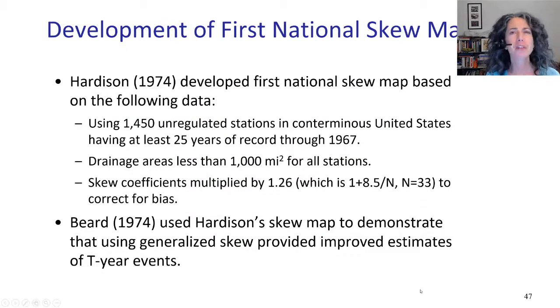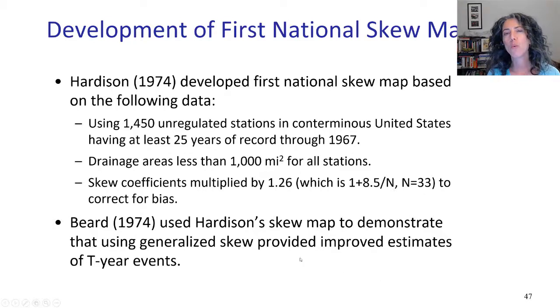So just a few words about the development of the first national skew map. It was in 1974, developed by Hardison, and he wanted to develop a map for the entire United States because federal guidance was being developed, and he thought expecting analysts to do a regional skew analysis themselves was unlikely. Right, so he did a map with almost 1,500 stations, at least 25 years of record each. All the drainage areas were less than 1,000 square miles for this one. And he unbiased the skew coefficients by multiplying by 1.26, which is based on an average record length of 33.